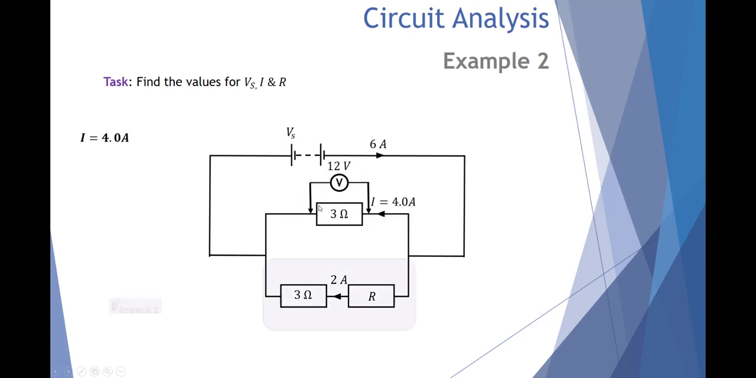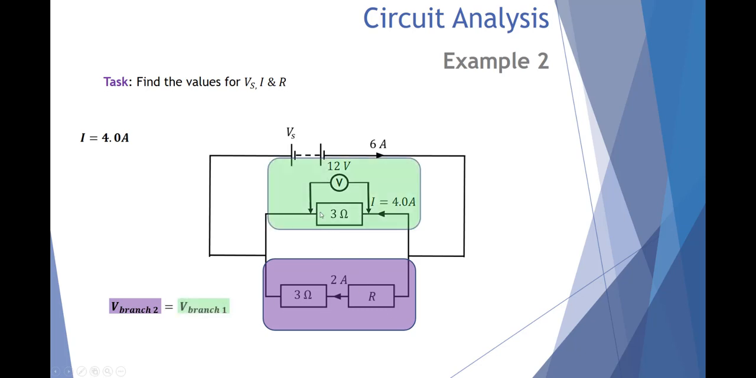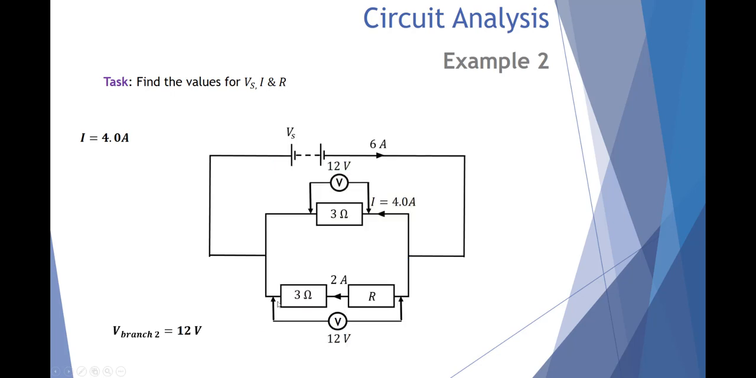We learnt just a minute ago that in a parallel circuit, each branch has the same amount of volts across them. So here, branch 2 will have the same voltage as branch 1, which we said was equal to 12. So branch 1 on the top has 12 volts, which means branch 2 on the bottom will have 12 volts, not across just this resistor or this resistor, but across the entire branch.